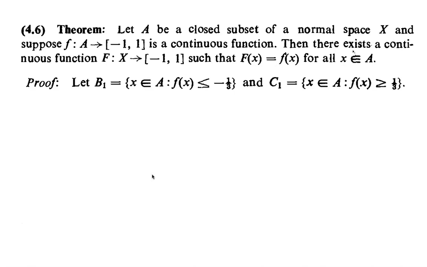For this, we will need to define two mutually disjoint closed subsets suitably. We consider B1, which is the set of all x in A for which f(x) is less than or equal to -1/3, and define C1 as the collection of all x in A satisfying the relation f(x) greater than or equal to 1/3. Then it is obvious that B1 and C1 are mutually disjoint.